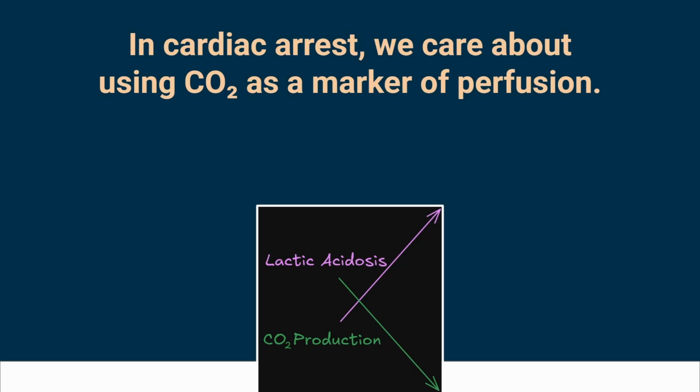So in cardiac arrest, we care about using CO2 as a marker of perfusion. This is to try to help correct the idea that I think happens a lot early on in class, where we're like, whoa, this guy is acidotic because he's in cardiac arrest, and that is essentially true. So we need to get that CO2 out because we want him to balance his pH. And that is true, but he's going to stay acidic despite our CO2.